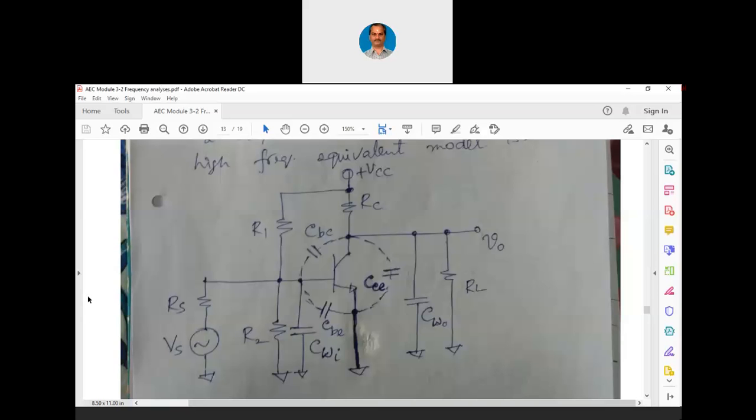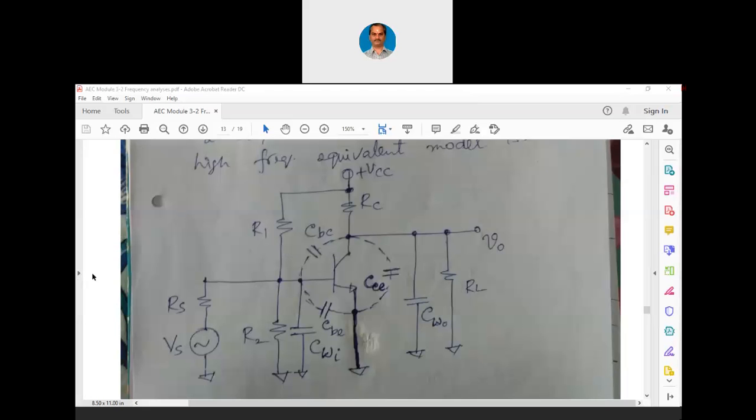Now what are CWI and CWO? Can anybody tell me? It is not Miller capacitance. We have not yet modeled the circuit with the Miller capacitance. We are going to use the Miller capacitance for this CBC later on, because the emitter is grounded, so we are going to use the Miller effect here. But what are CWI and CWO? Fine. As usual, our students are silent, so I am a talking parrot.